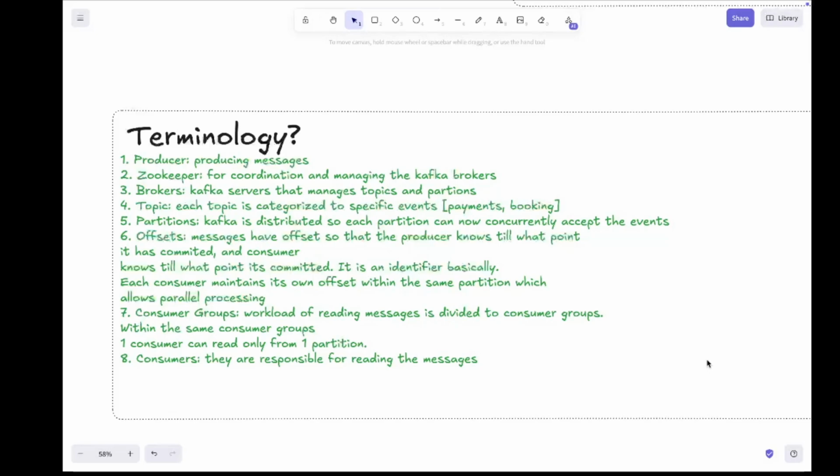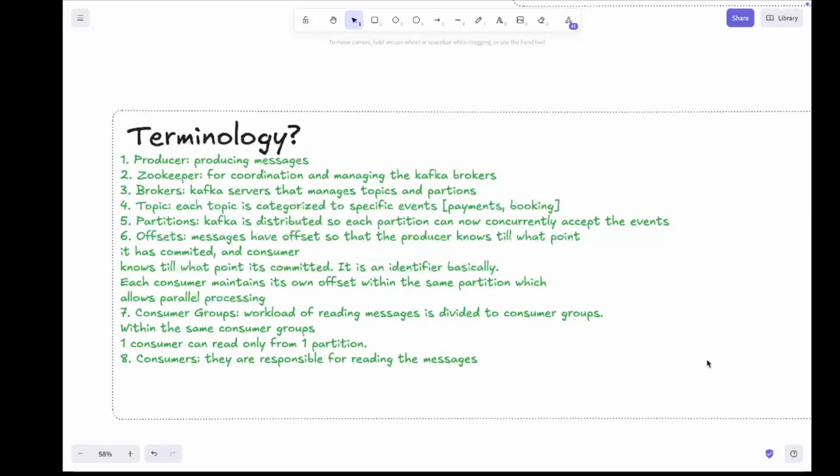Now the third point is the broker. The broker is an important entity because it acts as a bridge between your producer and your consumer. Kafka has servers which are running, and these are called brokers, and there would be topics and partitions covered by Kafka servers. They manage these topics and partitions within a broker.